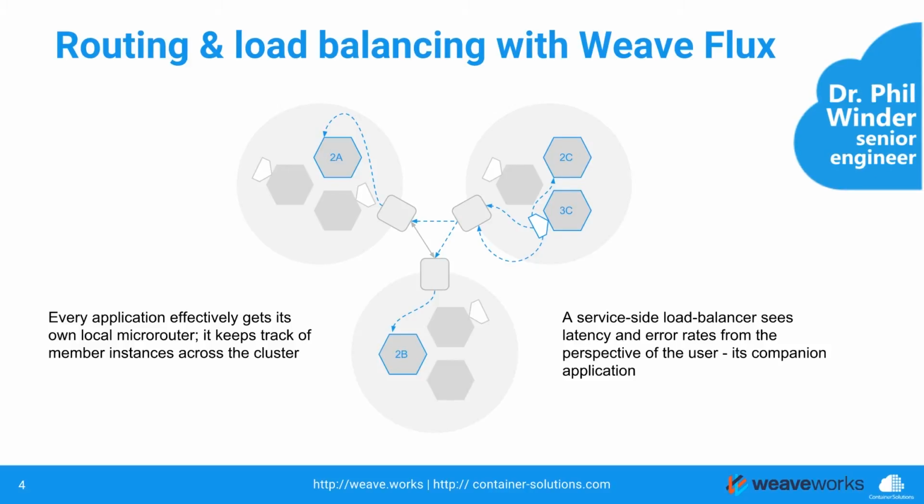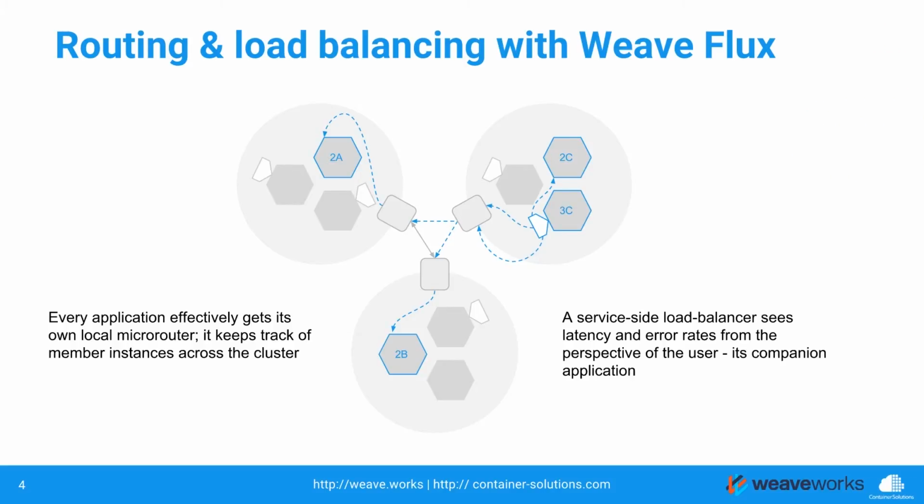We also use Weave Flux, an application-side router and load balancer. Flux is distributed and runs on each host, and each application effectively gets its own local load balancer. Flux enables dynamic service management and blue-green deployments.